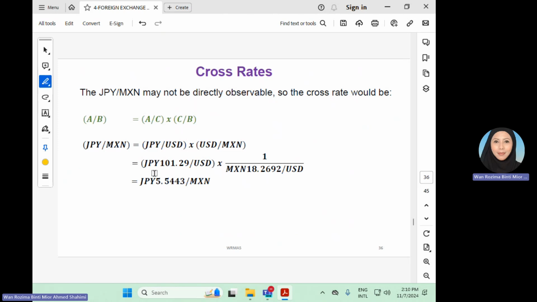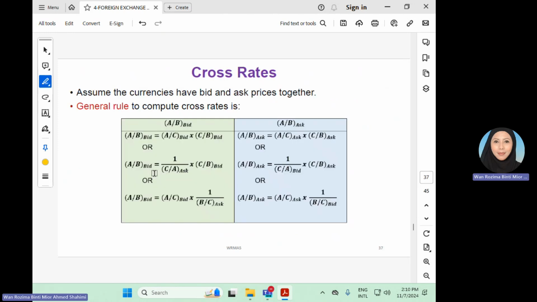This one is without bid price and ask price. With ask price and bid price, this one is a bit complicated. Complicated? I don't think so. I mean, a bit confusing for the first one.